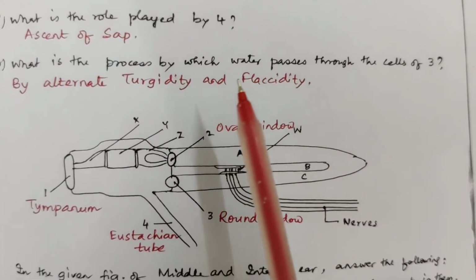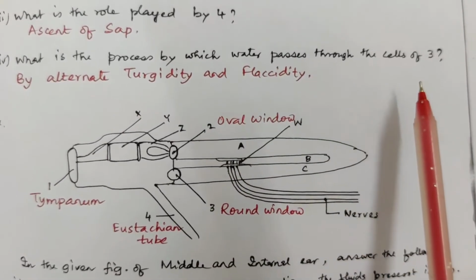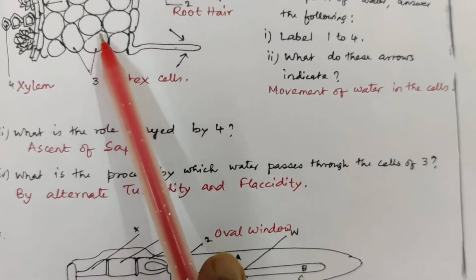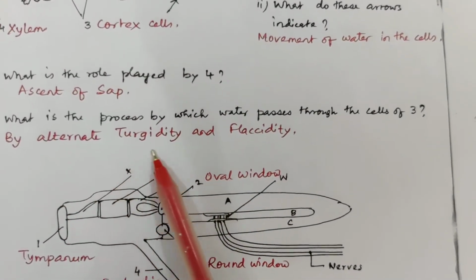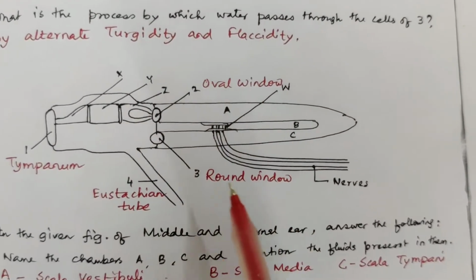What is the process by which water passes through the cells of 3? Means here, how does the water pass from one cell to another? By alternate turgidity and flaccidity of the cells.